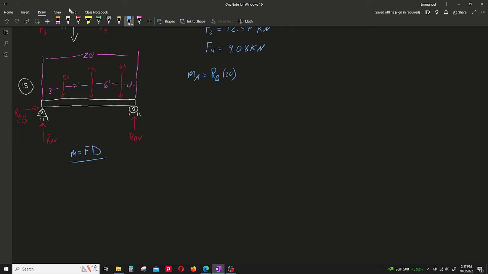So RB is positive because it's making the whole entire system rotate counterclockwise. Counterclockwise is positive. And then all the rest of them are going to be negative because they're making the entire system rotate clockwise. So minus 5 times 3, minus 14 times 10, minus 6 times 16. Again, all these distances come straight from location A. And that's going to be equal to 0 to be in equilibrium as always. And then we can solve for RB, which is 12.55.